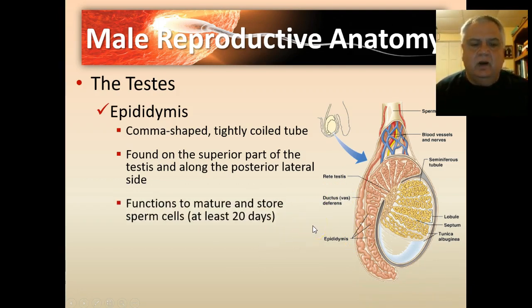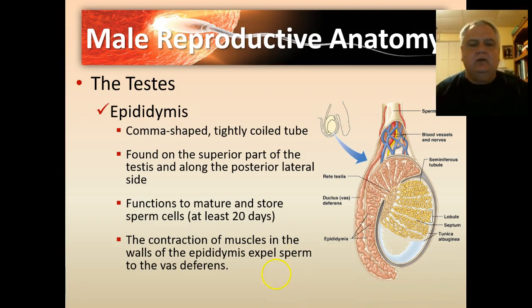The epididymis' function is to act as a place where the sperm can mature until they're ready to be viable and to be able to fertilize an egg. So it functions to mature and store sperm cells. And it can store the sperm cells for at least 20 days.